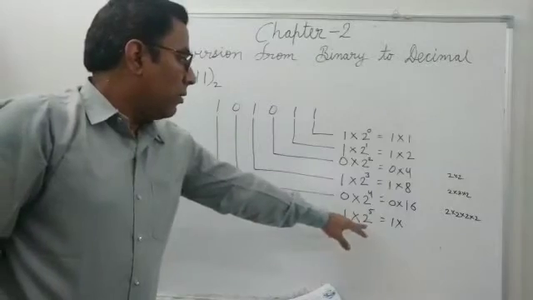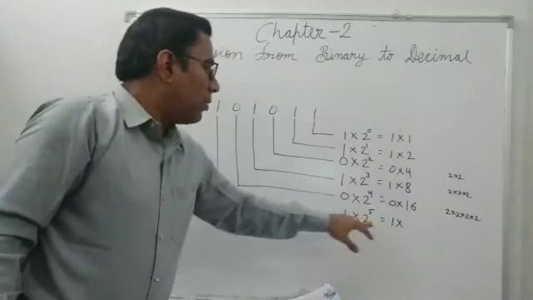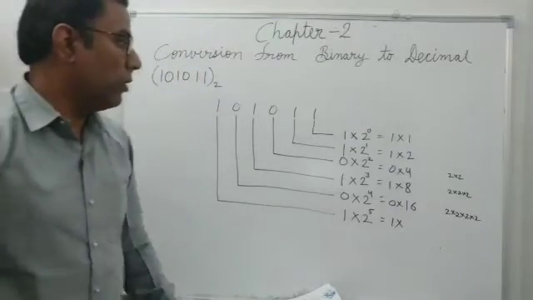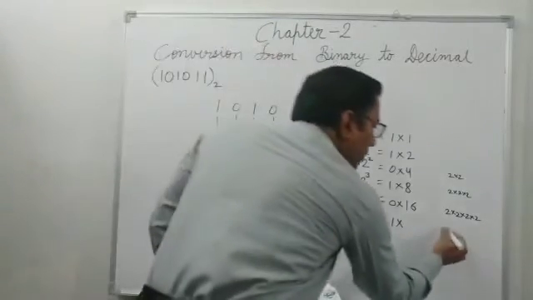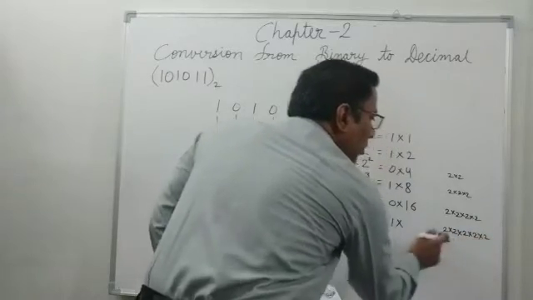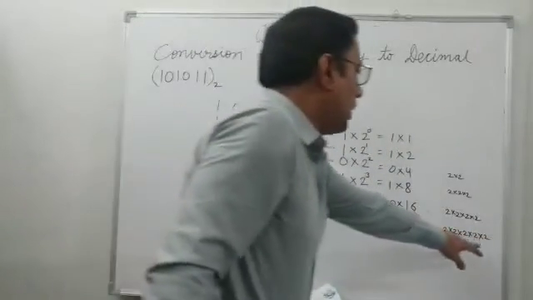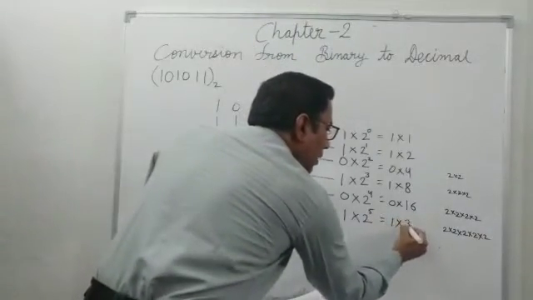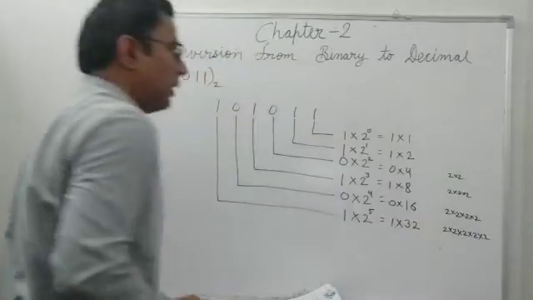Same as next, 1 multiplied by 2 raised to the power 5. 2 raised to the power 5 means 2 into 2 into 2 into 2 into 2, five times 2: 2, 4, 8, 16, 32. So 2 raised to the power 5 equals 32.